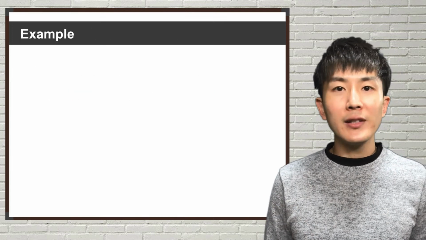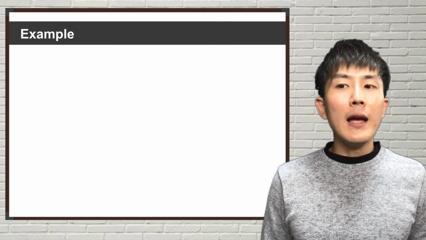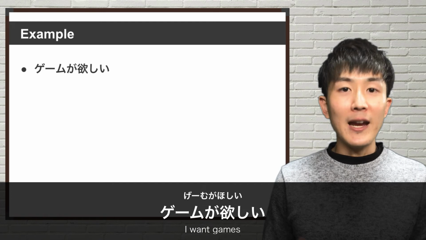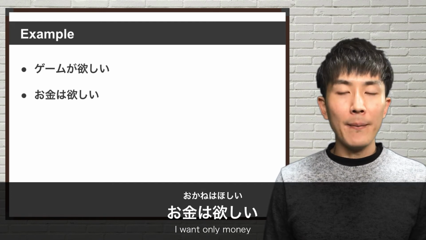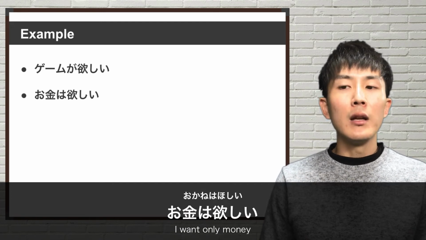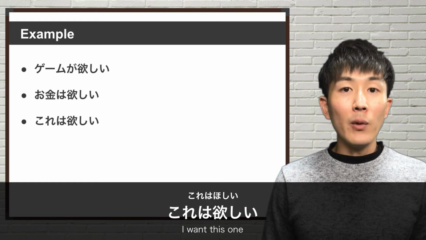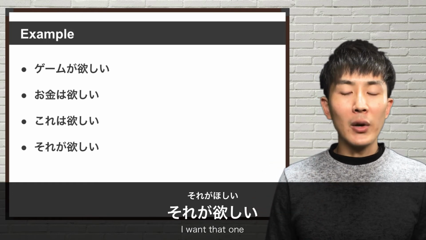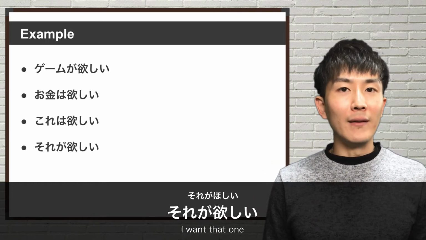Okay, I'm going to show you example sentences. ゲームが欲しい. I want games. お金は欲しい. I want only money. これは欲しい. I want only this one. それが欲しい. I want that one.